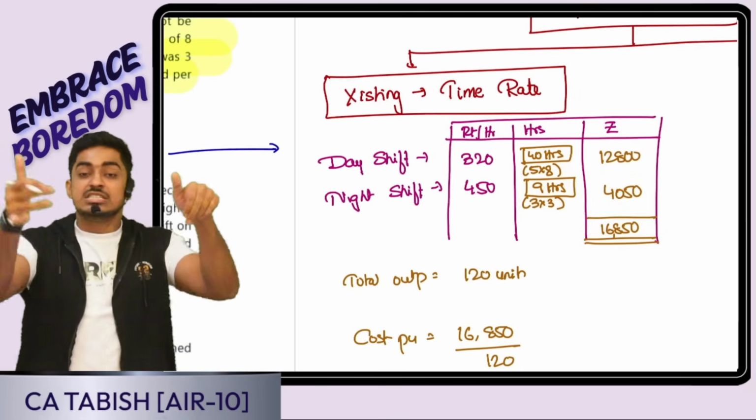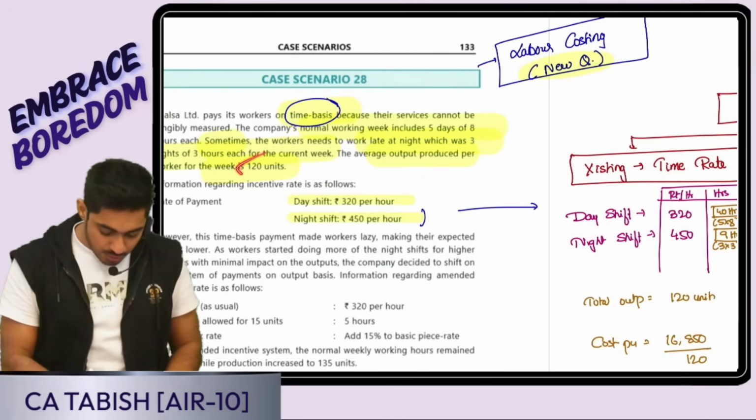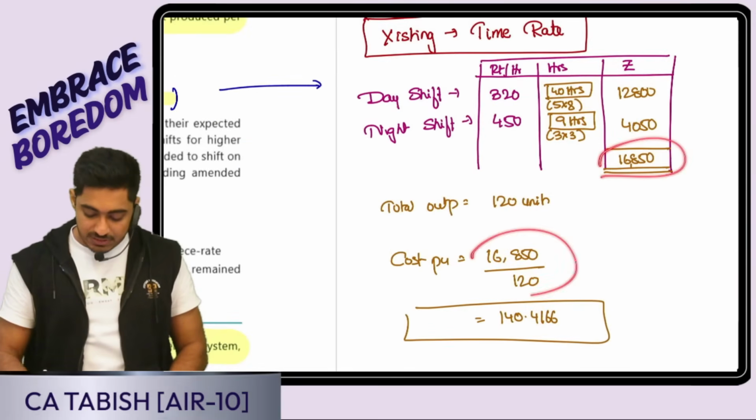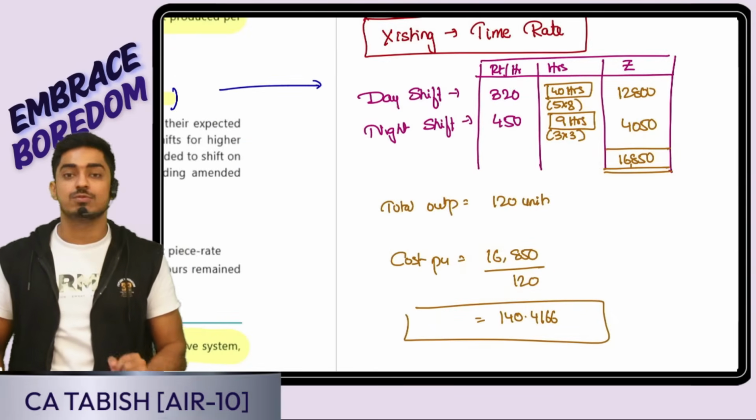This week how much output did we produce? We produced 120 units of output. That means can I calculate cost per unit? 16,850 divided by 120, which is 140.4166.